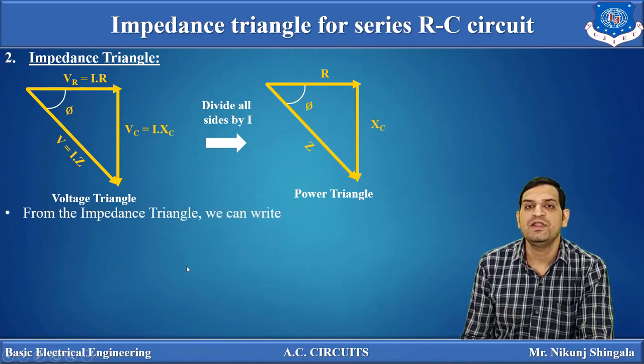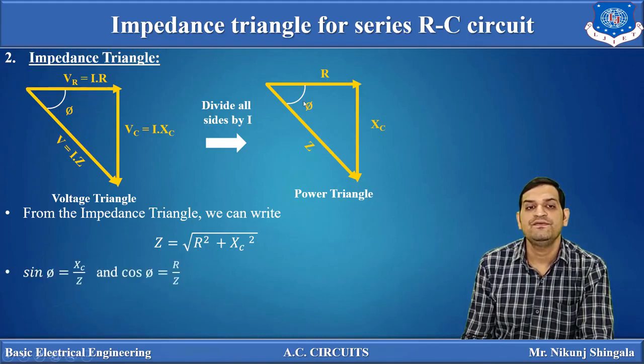From this impedance triangle, the equation we can derive is the equation of impedance, that is Z is equal to the square root of R square plus XC square. In the previous case of the RL circuit, the impedance Z is the square root of R square plus XL square. Here it is R square plus XC square. Then sin phi is XC divided by Z, and cos phi is R divided by Z, which is the power factor. So here the equation of cos phi is R divided by Z for the series RC circuit.